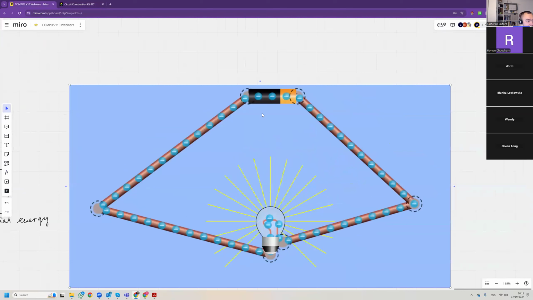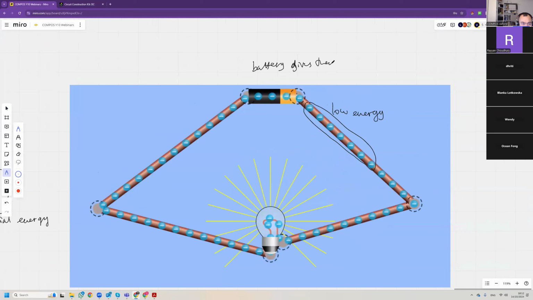The battery takes these electrons. They come in low energy, and the battery gives them energy. And now you have high energy.